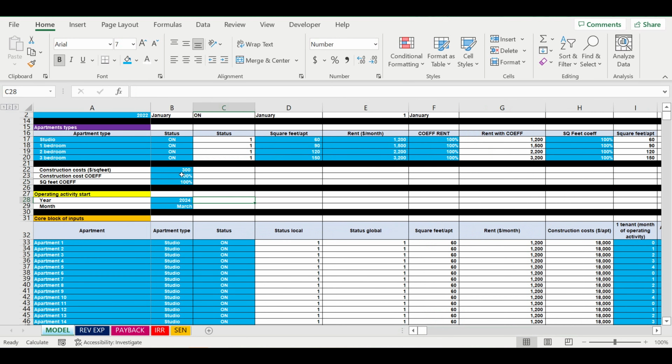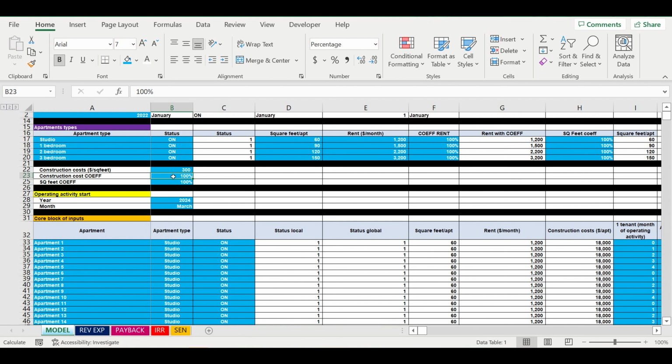So now we're moving on. We talked about the square footage of different types of apartments. We talked about the rent. We have the coefficient for the rent and the coefficient for square footage. Then we specify the construction cost per square foot, and we also have a coefficient for all construction costs. For example, the basic value is 100.